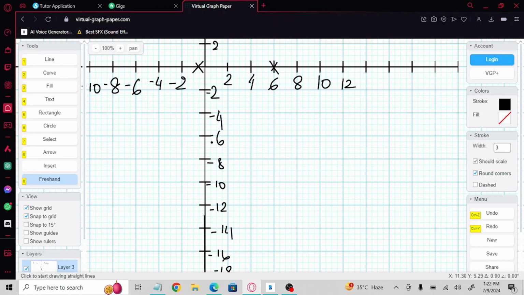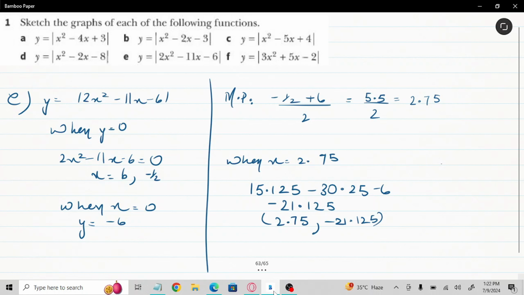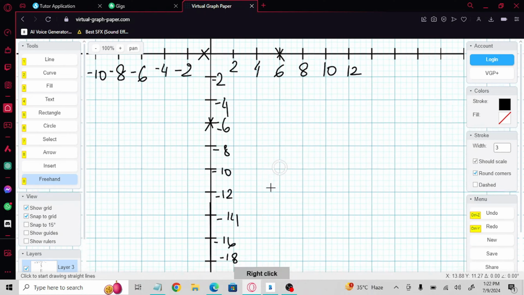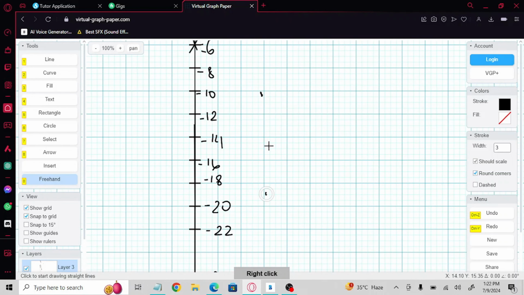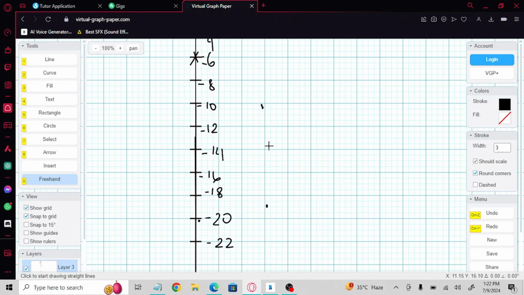And that's going to be at this point, if I'm not wrong. Then we have a midpoint at 2.75 and minus 21.125. So minus 21.125 is going to be at this point, something like here. And then we have 2.75. So it's going to be somewhere approximately here.